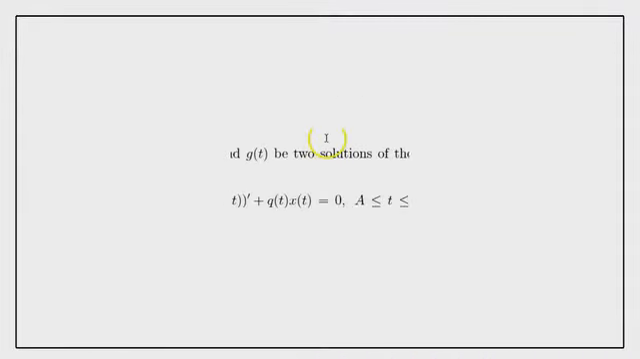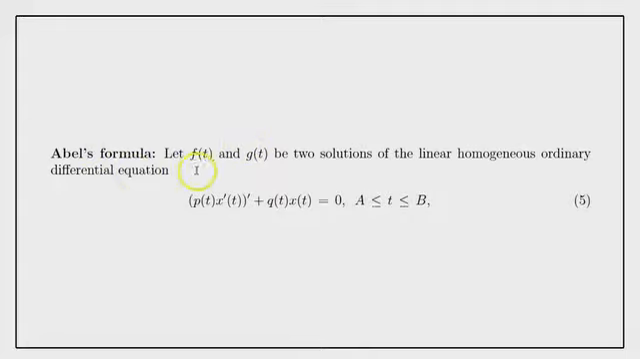Now, there are several properties of these eigenvalues and eigenfunctions associated with the Sturm-Liouville boundary value problem, but within this limited time period I am going to emphasize a particular property, that is the orthogonality property of eigenfunctions subjected to some condition. So, for that purpose we need Abel's formula.